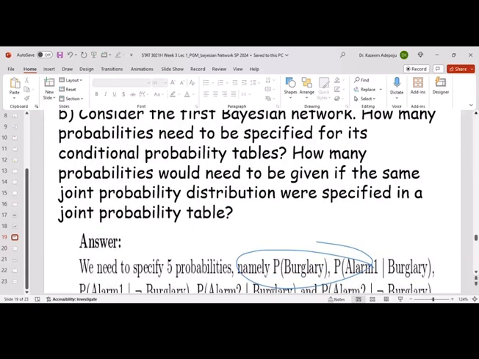How many probabilities need to be specified for its conditional probability table? That's what we just did. That is 2 raised to the power. That 2 is only used if all the variables have 2 levels. But what if one has a different level? We're not going to use that.